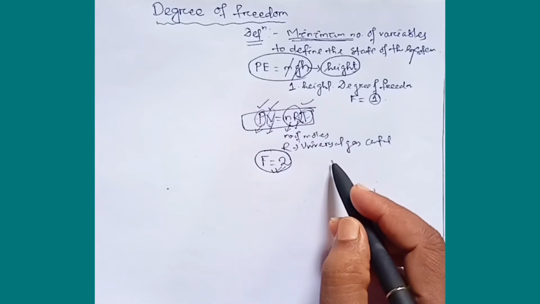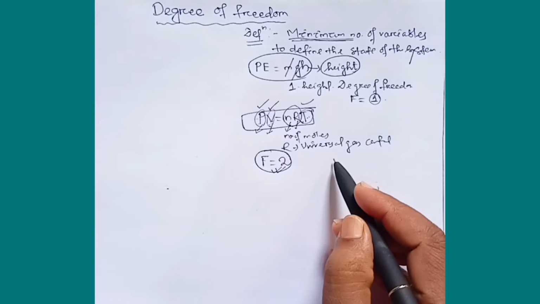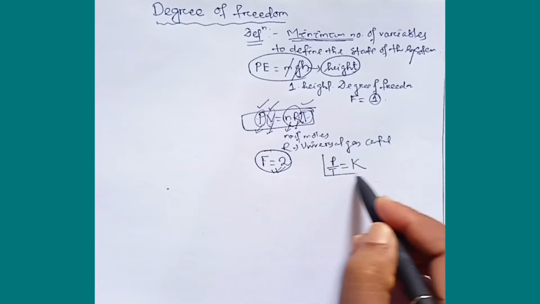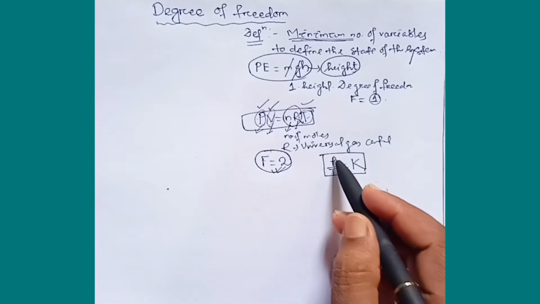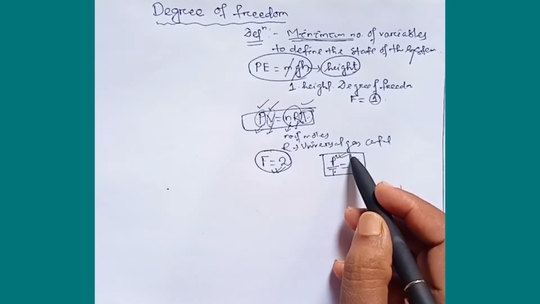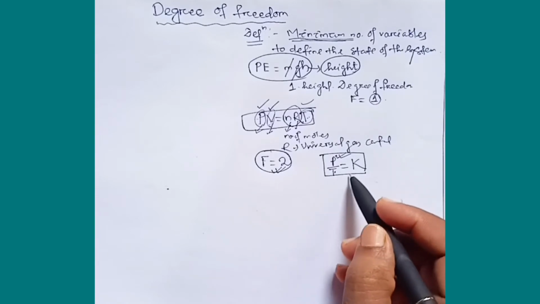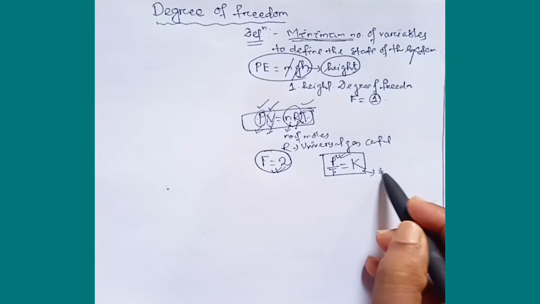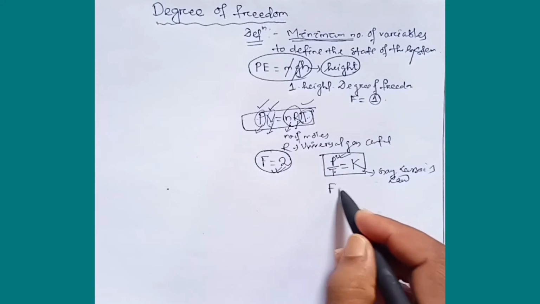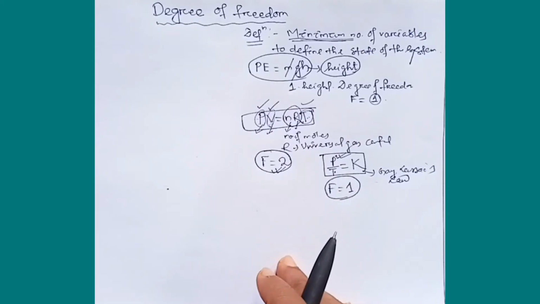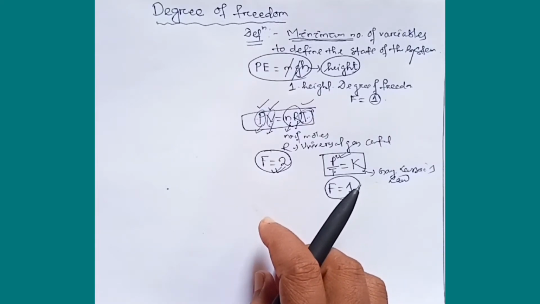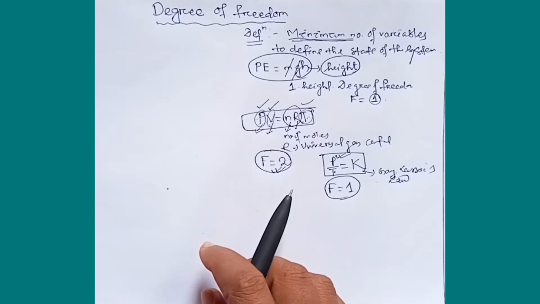For instance, take Gay-Lussac's law, where pressure is directly proportional to the temperature. So I can write P by T equal to constant. Here there are two variables, so if I know one variable, for instance pressure, I can get the temperature. So for Gay-Lussac's law, the degree of freedom F equal to 1. So this is the concept: degree of freedom is the number of variables to define the state of the system.